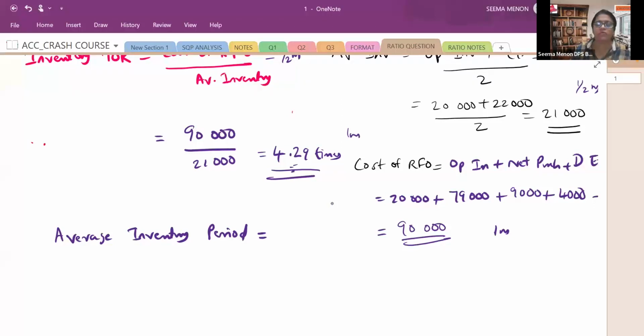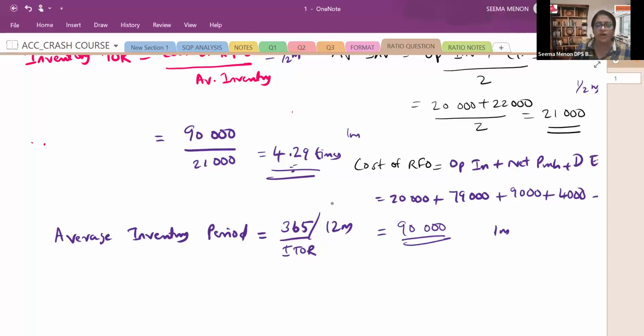Average inventory period is equal to 365 upon inventory turnover ratio. Normally we calculate in days. ITOR means inventory turnover ratio. If it is to be found in months, then instead of 365, we write 12 months. Now, 2024 is a leap year, so if the question paper mentions 2024, you will have to take 366 days.